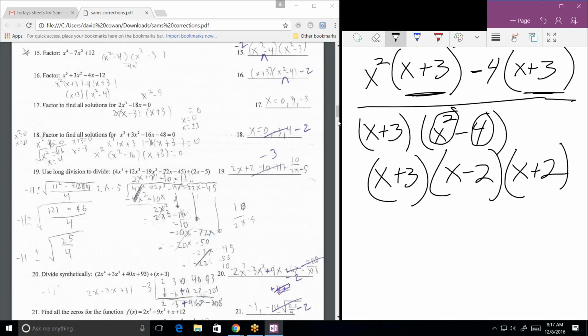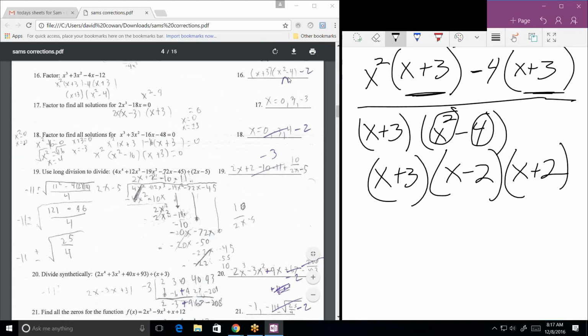Which problem was that? That was 18? Yeah, that was 18. No, it wasn't. No, that was 16. You got it correct, you just didn't complete the factor. In other words, you got x plus 3 times x squared minus 4, which is correct, but you got to factor that further.